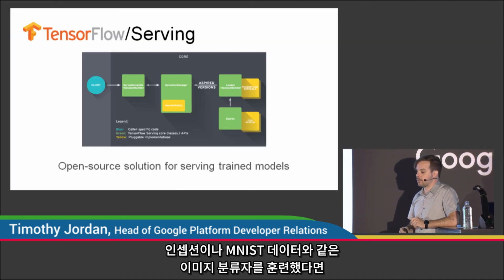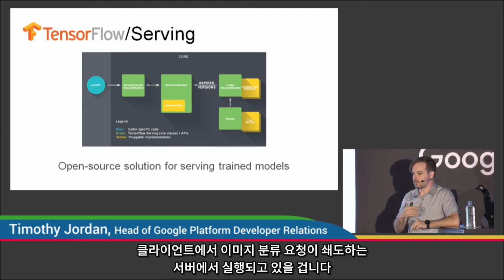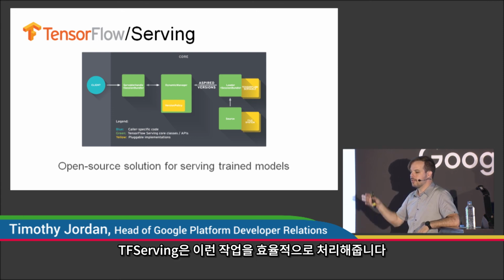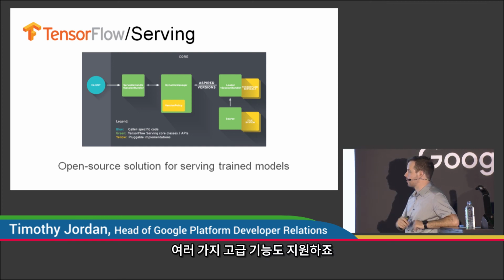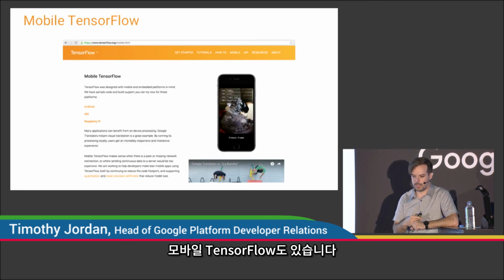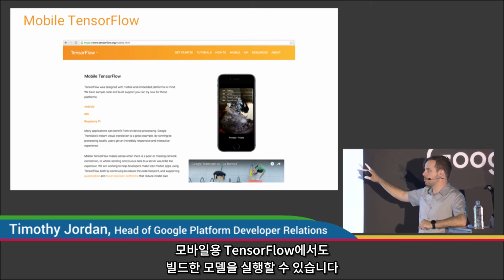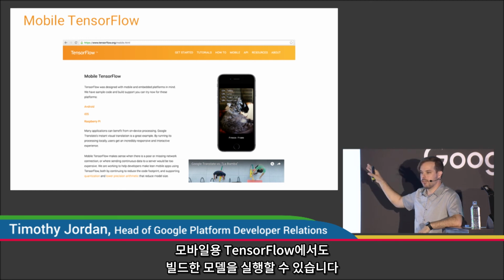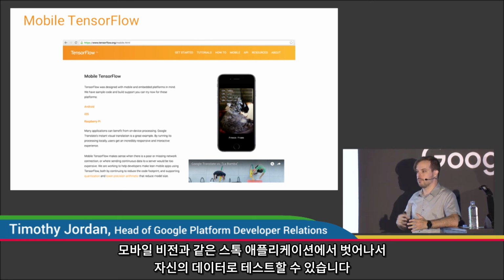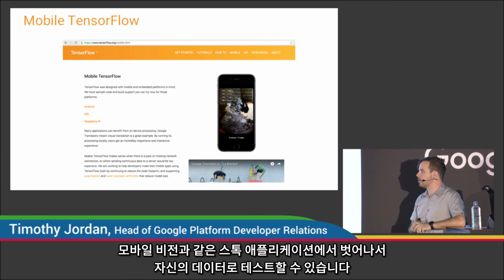Let's say you've trained an image classifier like Inception or like on the MNIST data, and it's running on a server with lots of incoming requests from clients to classify images. TF Serving will help you handle those efficiently. It also supports a lot of advanced functionality as well. And mobile TensorFlow is available so that you can run the models that you build in TensorFlow on the mobile phone as well. And this lets you go beyond the stock applications of something like Mobile Vision to your own custom data.